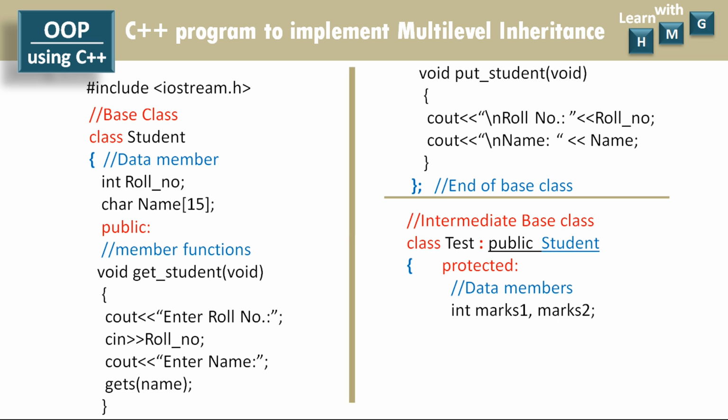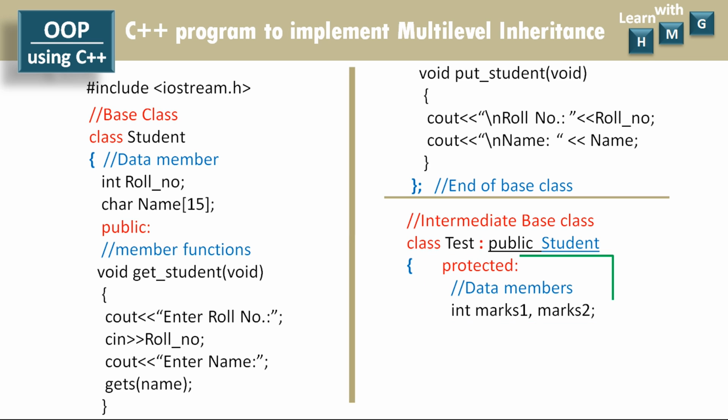Usually we define or declare data members as private data members, but in the intermediate base class I am declaring marks1 and marks2, these two variables, as protected. So like this, marks1 and marks2 are protected data members of class test and they will be accessible to its immediate derived class. So whatever class we are going to derive from the test class, in that class marks1 and marks2 will be accessible. So this is the protected data member declaration.